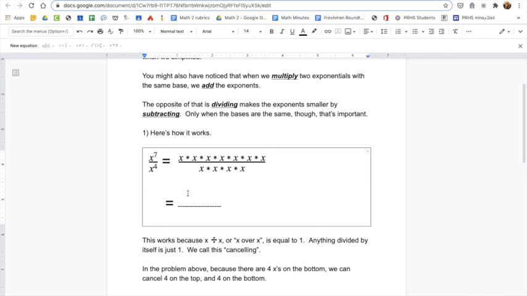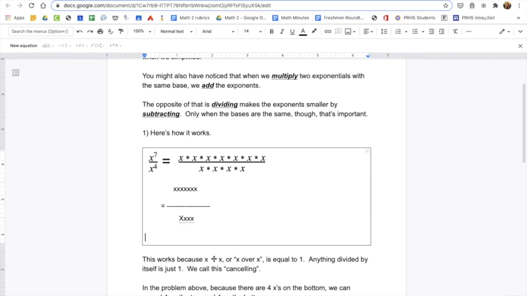And on top of the line for my fraction, the spacing's a little off. Let me see if I can fix that. On the top of the fraction, I've got x times itself 7 times. So that's x, x, x, x, x, x, x. There's 7 of them there. And on the bottom of the fraction, I've got 4 x's. X times itself 4 times. X, x, x, x. Hopefully you can read my big fraction.